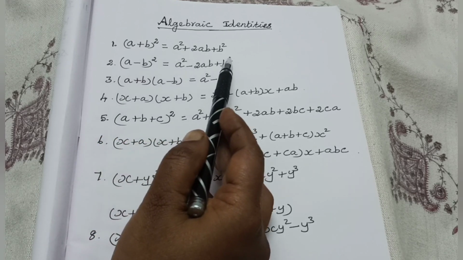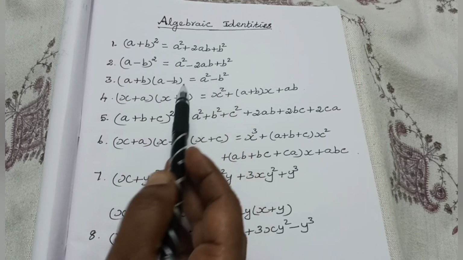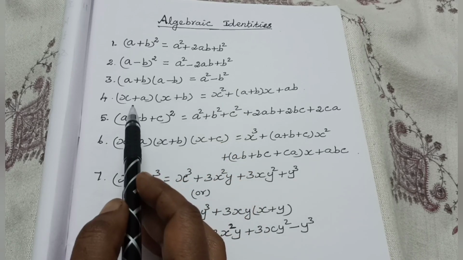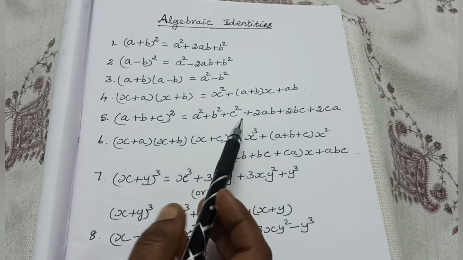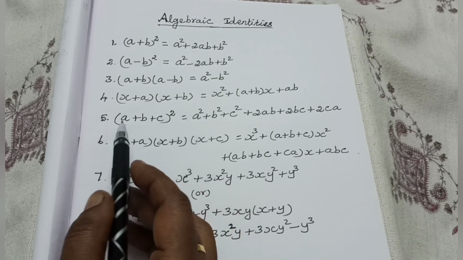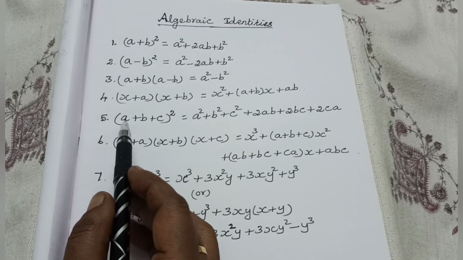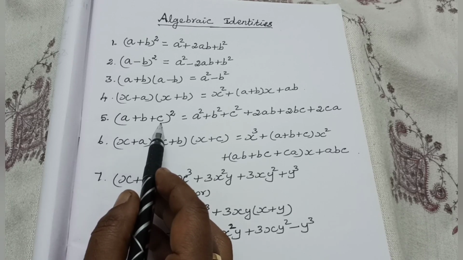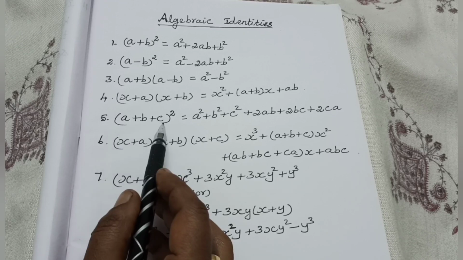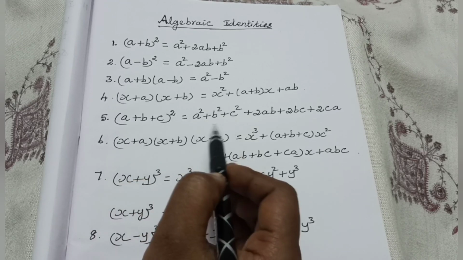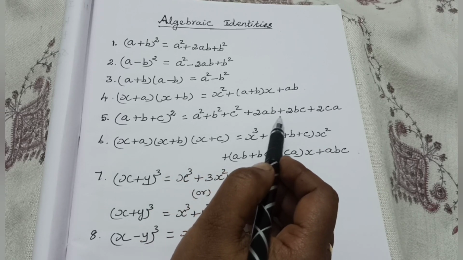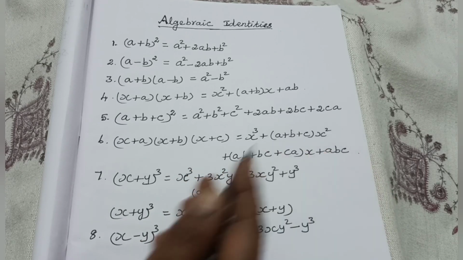A plus b the whole square, a minus b the whole square also, then a plus b into a minus b, that identity you know, this one also you know maybe, isn't it? Then from this year onwards, here three variables, a plus b plus c, three terms given, the whole square is equal to what's the formula? A square plus b square plus c square plus 2ab plus 2bc plus 2ca.